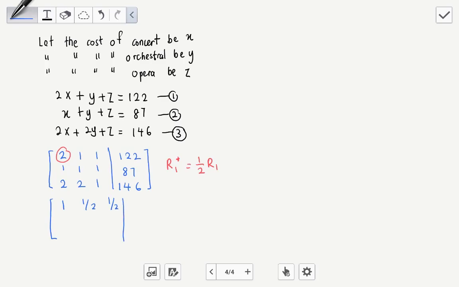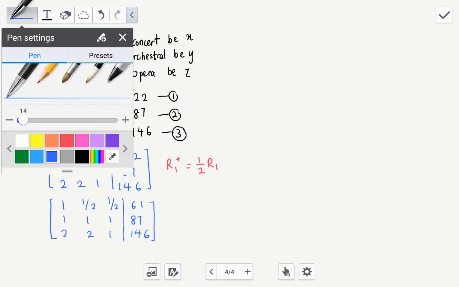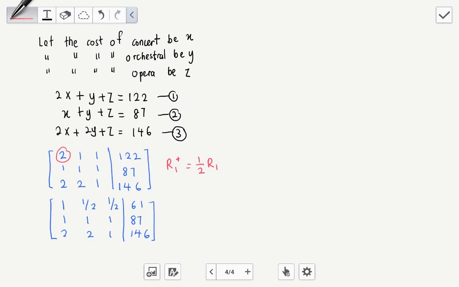Now 122 multiplied with 1 over 2 will give us 61. There is no change on row 2 or row 3, so we're going to copy row 2 and row 3 as it is. Okay, so if you remember ERO, next will be involving row 2 and row 3. Our aim here is to make sure 1 and 2 become 0. To change 1 and 2 to become 0, we will use addition and subtraction.